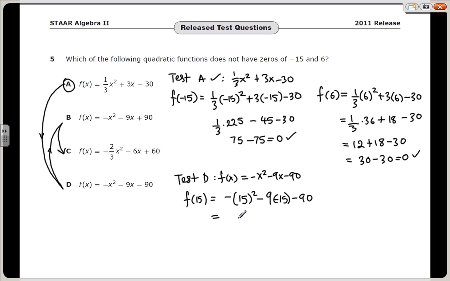Alright, so let's work this out. We're going to have negative 225 plus 150, plus 135, minus 90. Okay? And then when you work this out, you're going to get negative 180. Negative 180 is definitely not 0. So that shows that negative 15 is not a 0 of this function. Hence, this is our answer. Our answer is D. Okay? Alright. Now let's move on to the next example.